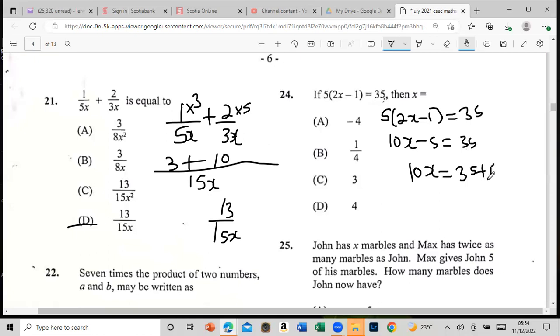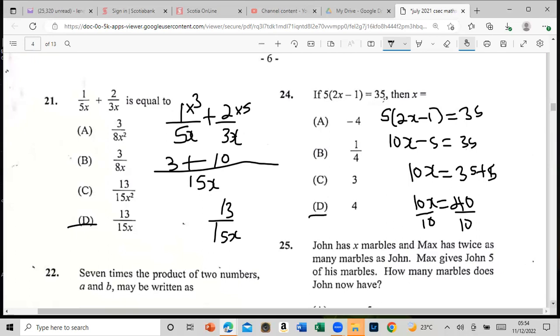So we get 10x minus 5 equals 35. Plus 5, so that's 10x is equal to 40. X is equal to 4.